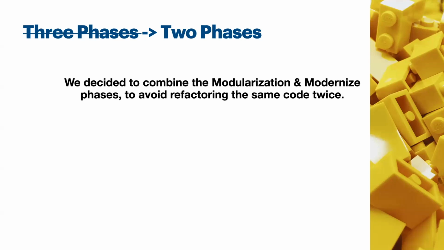So we got into this project, and as we were going through the stabilization phase, we realized that this whole 3 phases thing wasn't such a great idea. We realized that we should combine our 3 phases back down into 2 and combine the modularization and modernization phases, because if we did these separately, you would refactor some code to split it out from the app and modularize it, and then you'd refactor it again to modernize it. And that was going to entail a lot of wasted effort. So to avoid refactoring things twice, we combined these phases and just made it a 2-phase project. So now it's just stabilization and modernization.